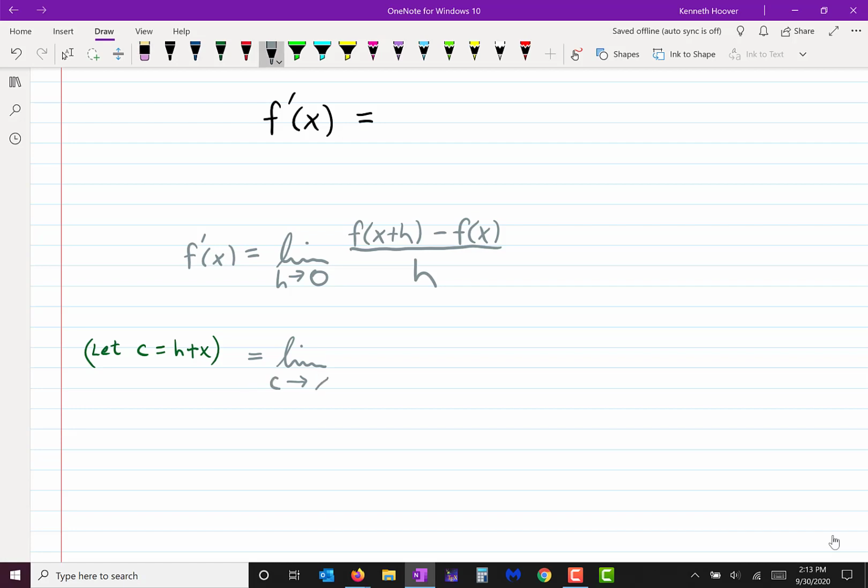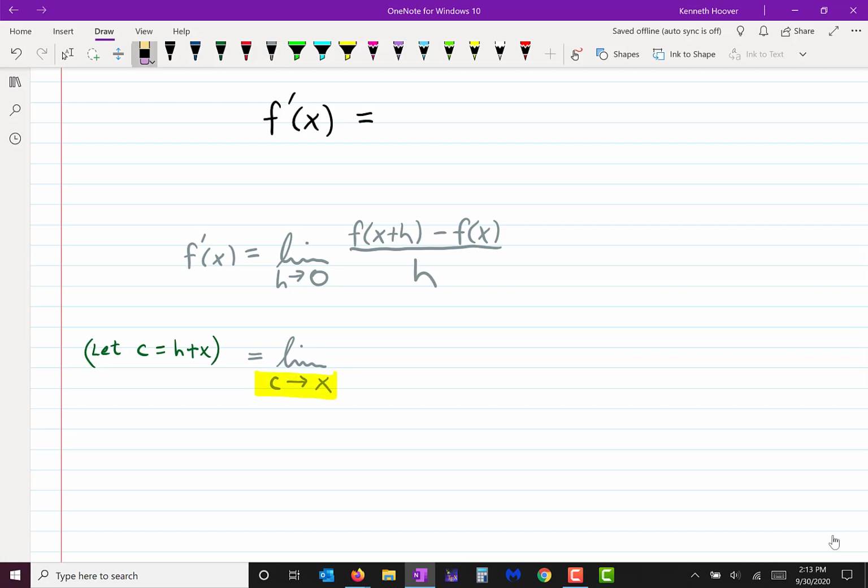c is approaching x. Let me go over that really quickly one more time. I'm taking h and x and adding them together, and I'm calling that c. So that means that every h that I see can be replaced with c minus x. So h approaching 0 gets replaced with c minus x approaching 0. But if c minus x is approaching 0, then that means c is approaching x. And that's how I came up with this right here.